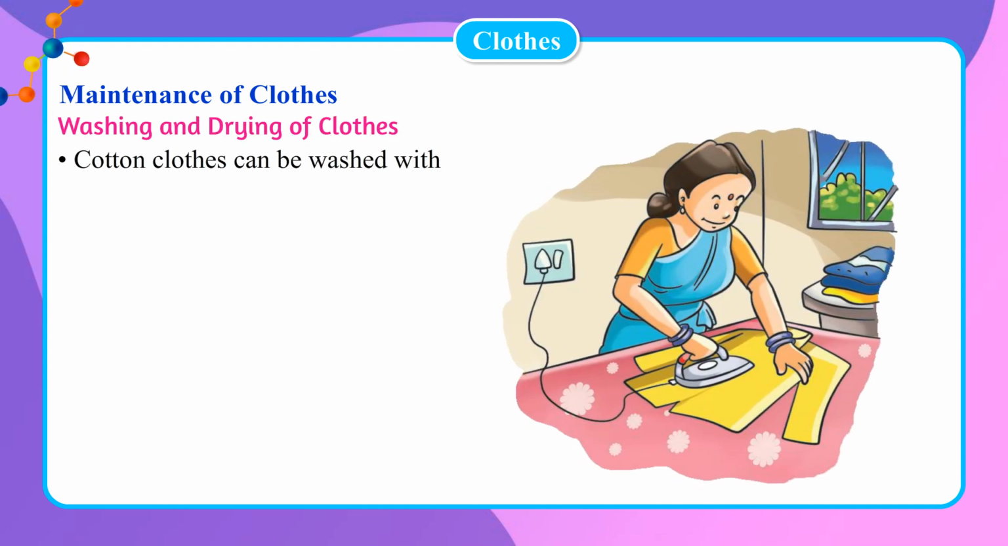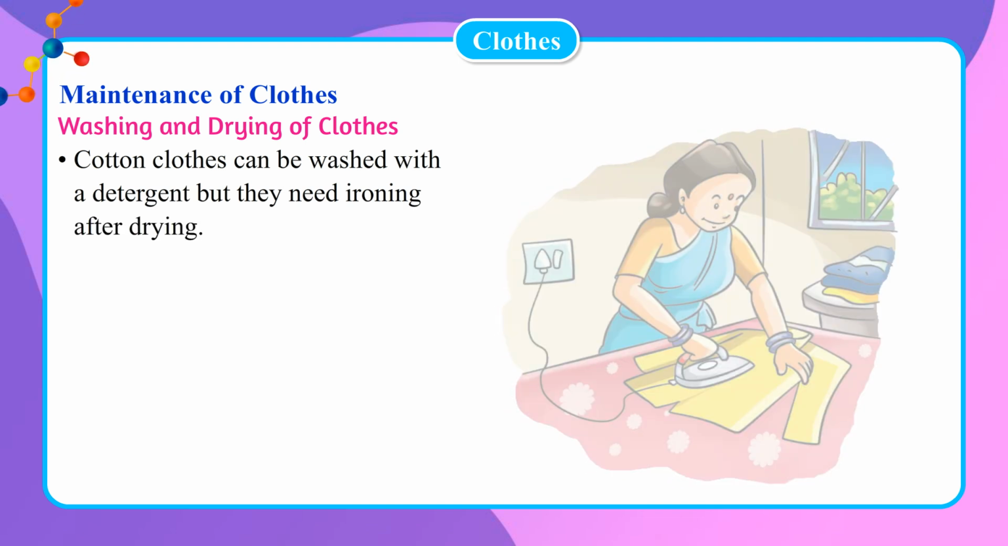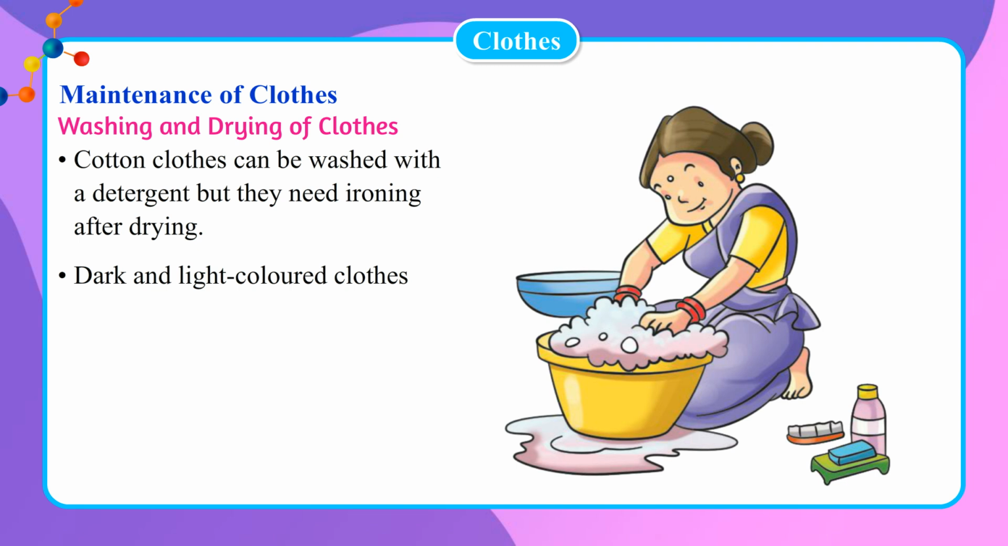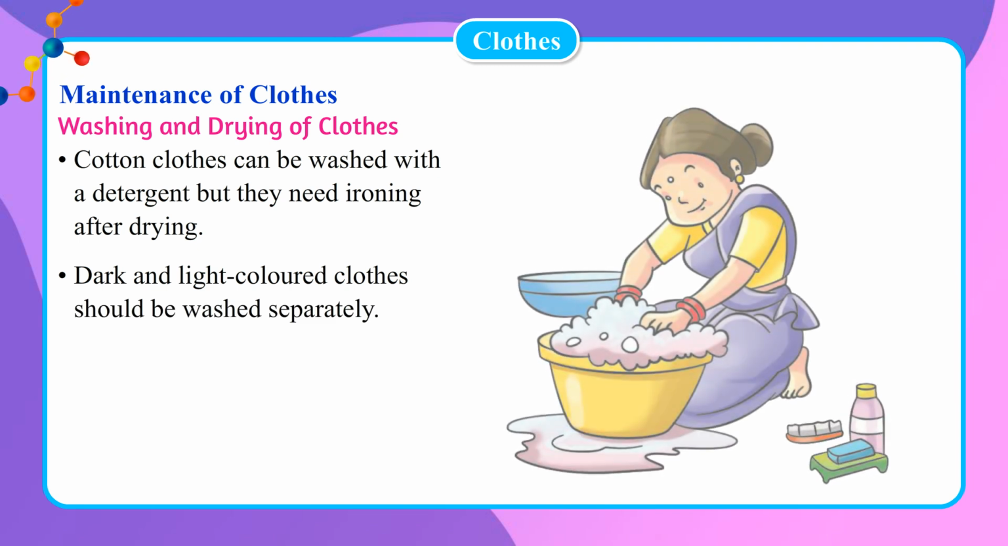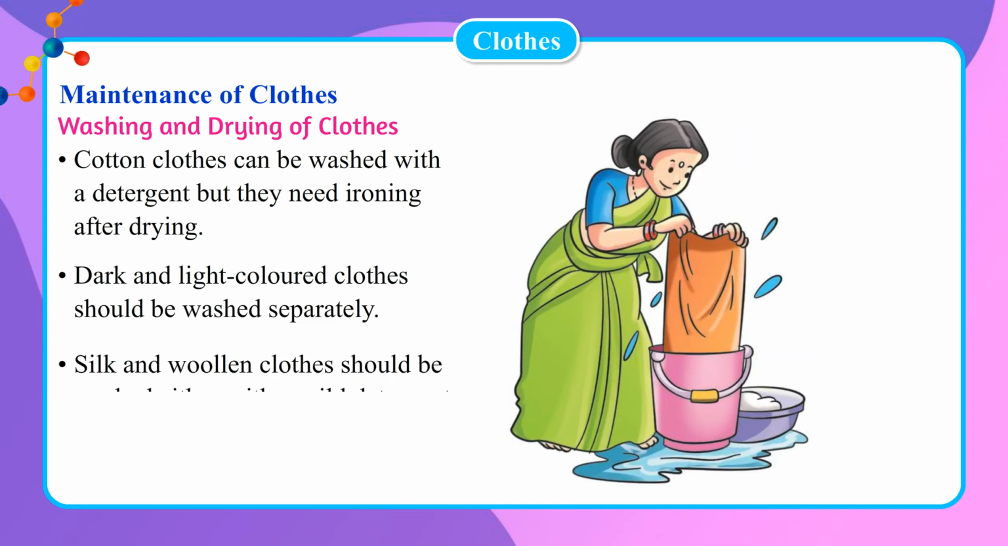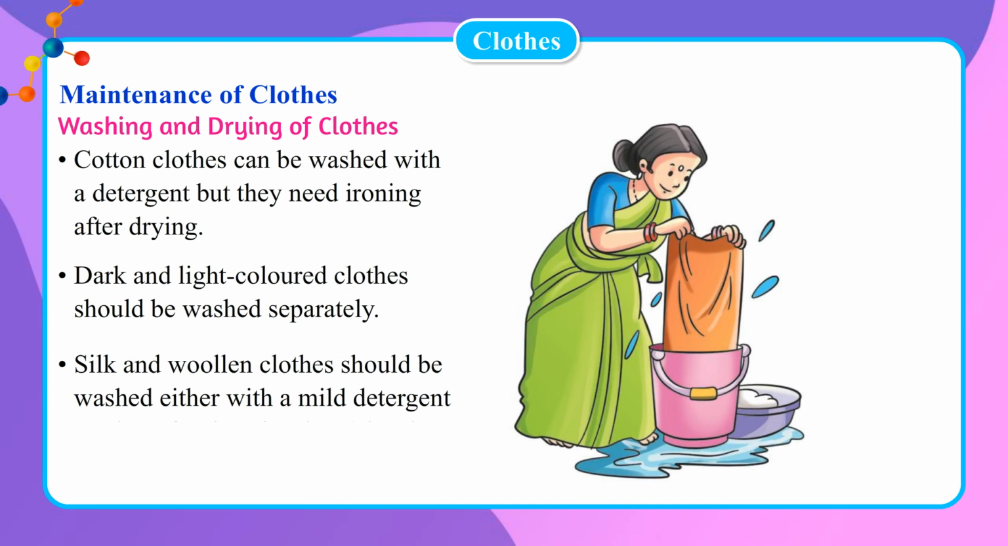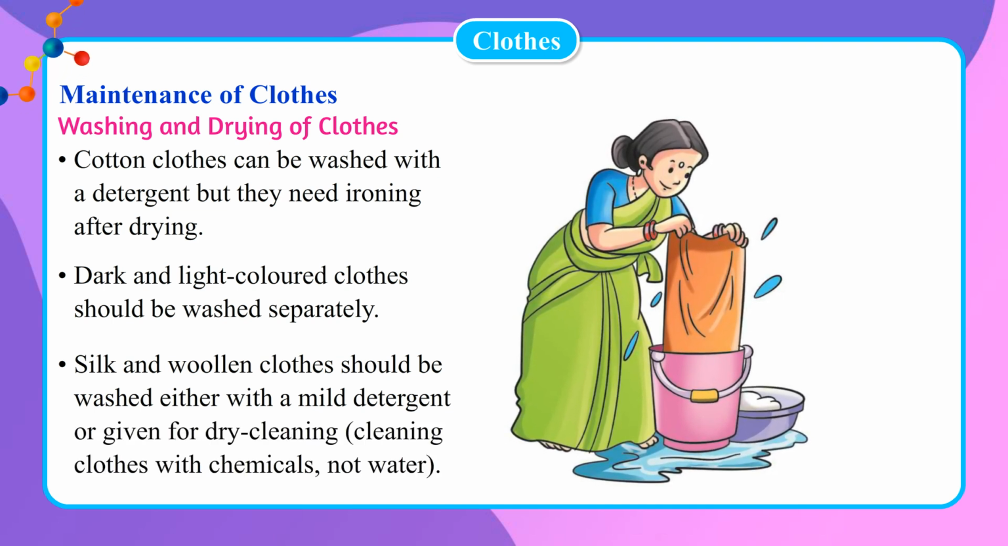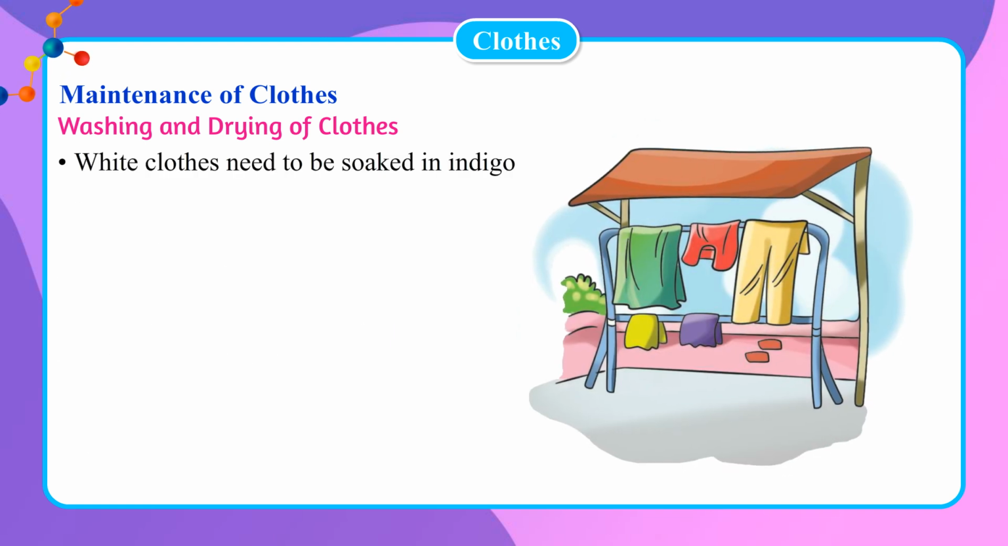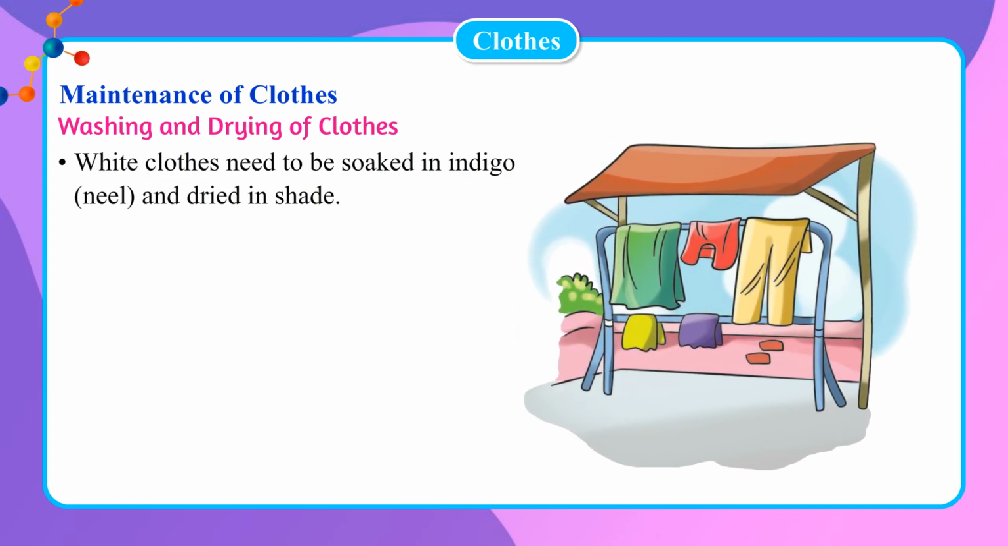Washing and drying of clothes. Cotton clothes can be washed with a detergent, but they need ironing after drying. Dark and light-colored clothes should be washed separately. Silk and woolen clothes should be washed either with a mild detergent or given for dry cleaning, cleaning clothes with chemicals, not water. White clothes need to be soaked in indigo, mixed, and dried in shade.